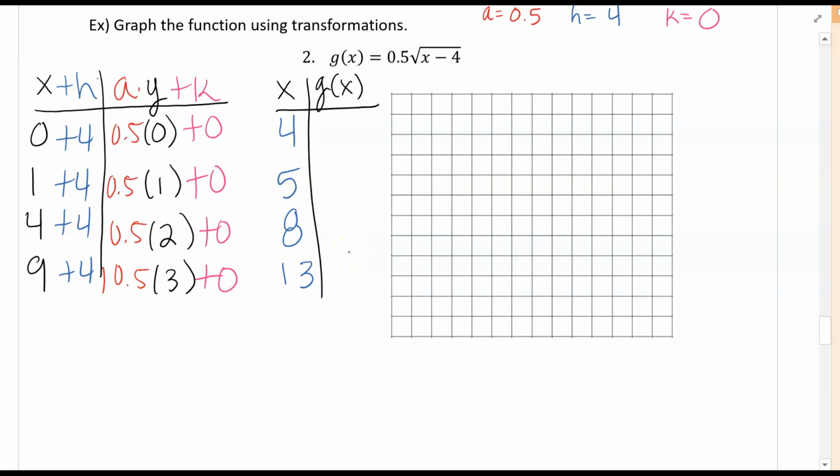Then for G of X, 0.5 times 0 is just 0. Anything times 0 is 0. And then 0.5 times 1 is 0.5. And then 2 times 0.5, 2 divided by 2 is 1. And 3 divided by 2 is 1.5, or 0.5 times 3.